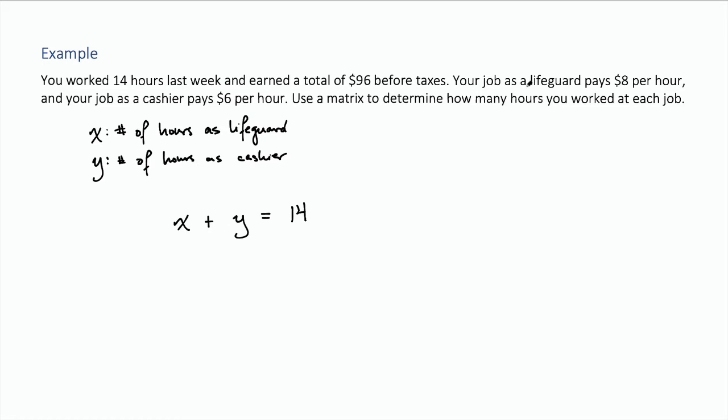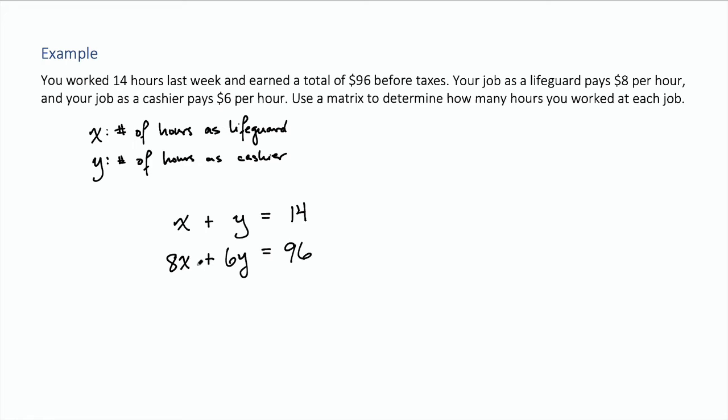So we look at how much we get per job. As a lifeguard, you make $8 per hour. So 8 times X, since X is the number of hours worked as a lifeguard, will be the amount that you earn as a lifeguard, plus $6 per hour is what you earn as a cashier. And so 6 times Y will be what you earn as a cashier. Add those together and you get the total amount that you earned, which is the $96. So here's a system of equations that represents our earnings.